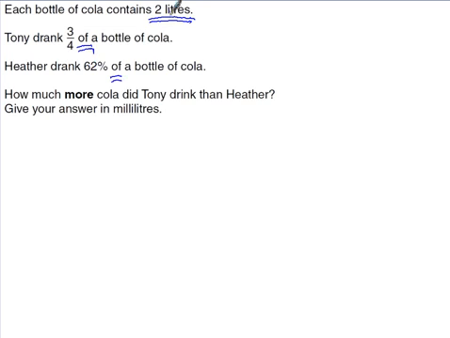Right, we know a bottle of cola is 2 litres. How much more cola did Tony drink? That's got to be a keyword because they put it in bold for us anyway. So how much more cola did Tony drink than Heather? Okay, so we're looking for a difference basically. So I'm just going to write that down. We're looking for a difference. And it says give your answer in millilitres. Alright, so that's really important because they've told us they want the answer in millilitres, but they've given us the question in litres. So I would always convert this first.